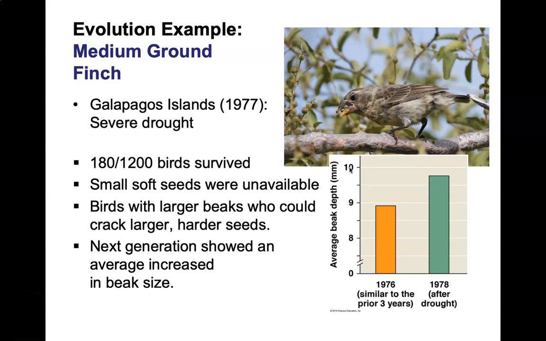Because of the change in food source, because of this drought and this environmental pressure that took away the small, soft seeds, only the birds with larger, stronger beaks were able to survive. And so you see that the next generation of birds after 1977 showed an increase in average beak size. So the frequency of the allele that causes a larger beak size went up in the population, whereas the smaller beak size went down in the population.